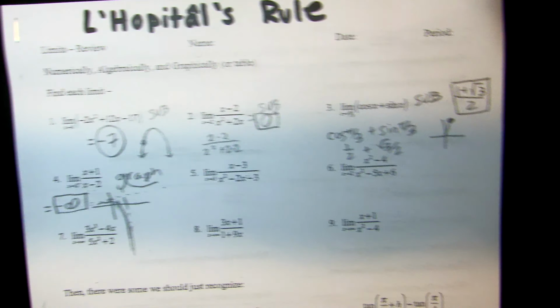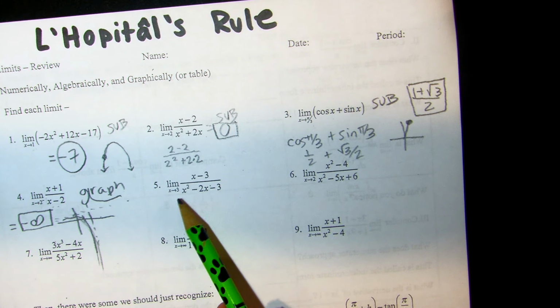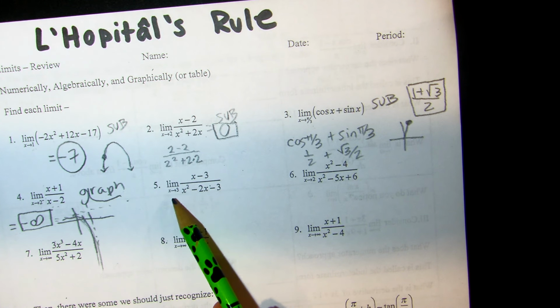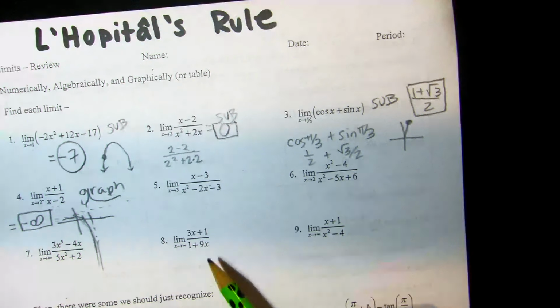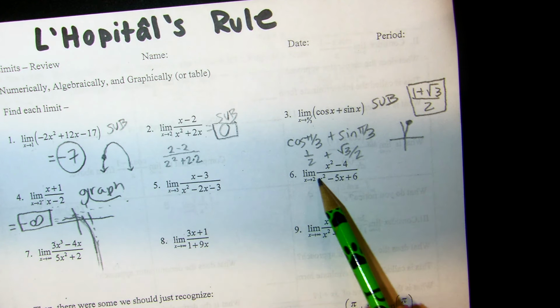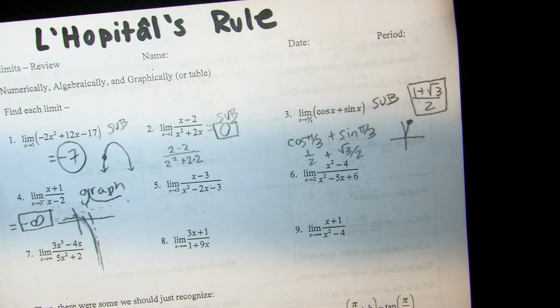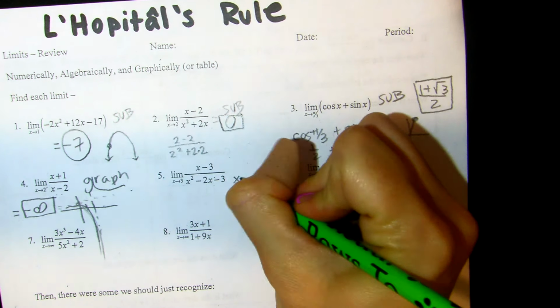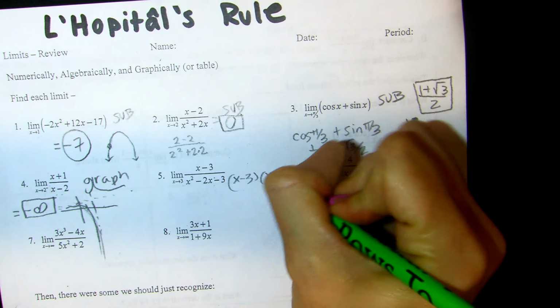Okay, 5 and 6 are the same strategy. I can't plug a 3 in because I would get 0 in the bottom, I think. 9 minus 6, yeah. And I can't plug a 2 in for probably the same reason. So for 5 and 6, you're going to go back to your algebra skills. You're going to go ahead and factor.